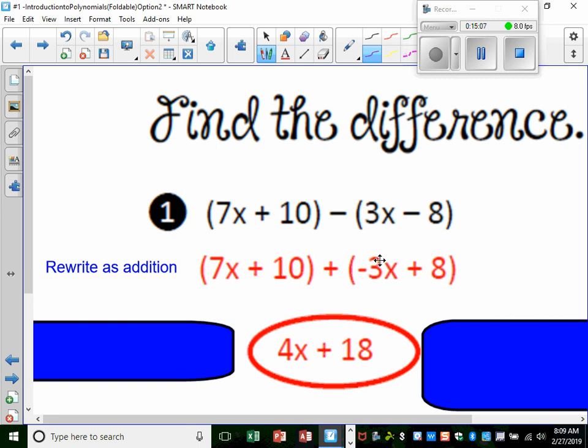So the thing with that subtraction sign is you're distributing that negative to everything inside, so it changes the sign. So you've got to remember that. It's very easy to forget that. So it's best to just take care of it at the beginning and just go ahead and change it to an addition problem.